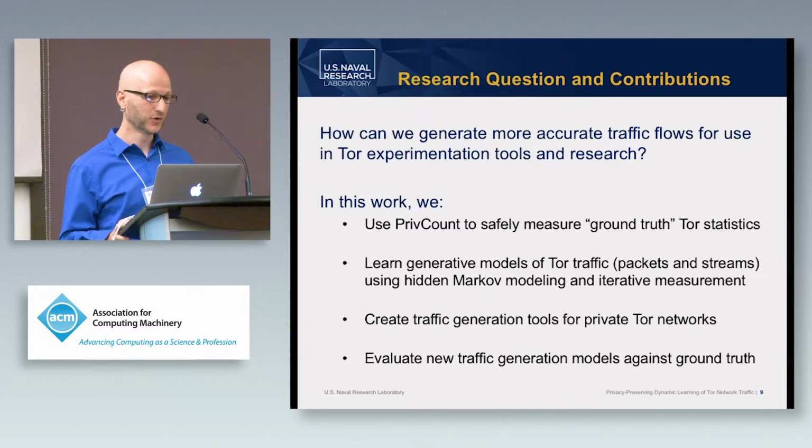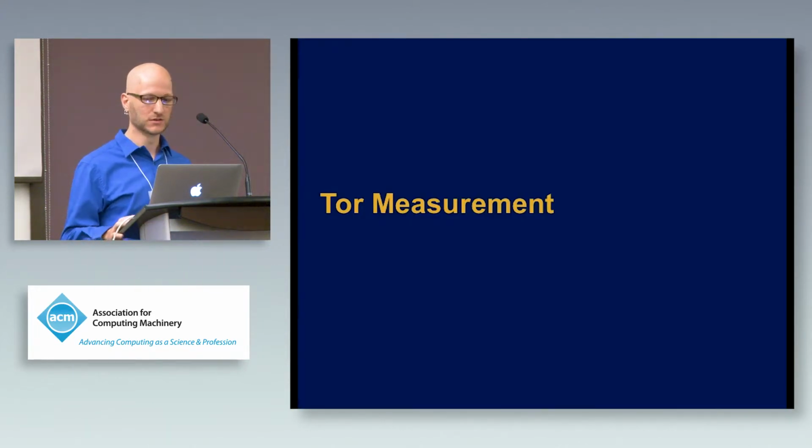So in this work, again, we make 4 major contributions. We use privcount to safely measure some ground truth Tor statistics. We then enhance privcount and design a mechanism or an approach to learn generative models of Tor traffic. So a packet model and a stream model using hidden Markov modeling and an iterative measurement approach. We then use that to create traffic generation tools that can create traffic in private Tor networks. And we evaluate our new models against previously used models. So first, I'll talk about Tor measurement.